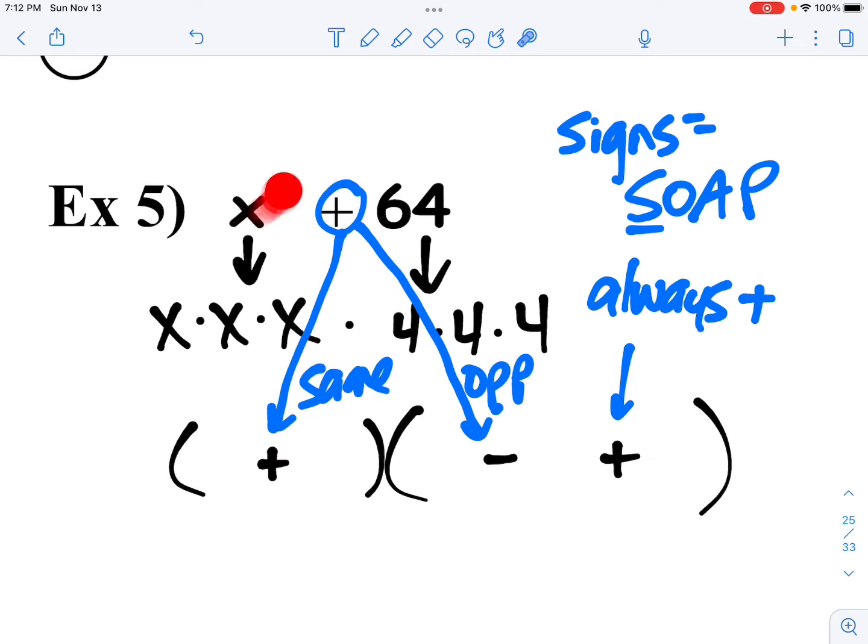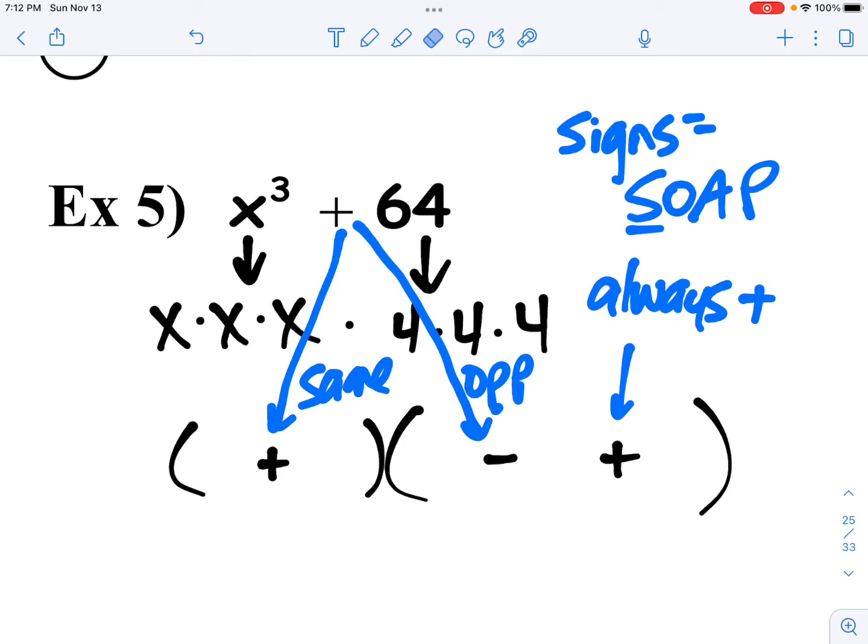So I uncubed this, I got x, x, x. I uncubed this, I got 4, 4, 4. And I set up my parentheses, a little one and a big one. The same sign goes first. That's what the S stands for. The opposite sign goes next. That's what the O stands for. And the last sign is always positive. Every time this is going to be a plus.